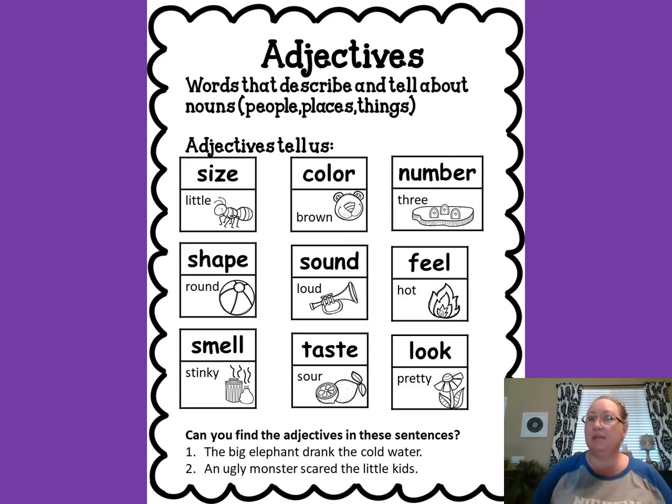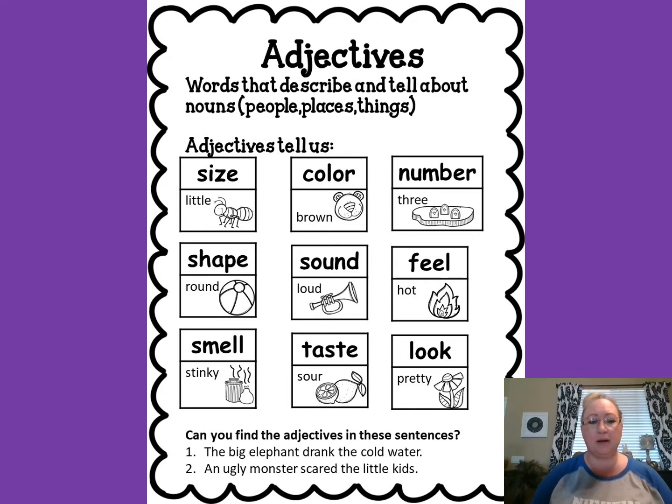Adjectives can tell us what something tastes like. So we have a lemon here, and the lemons are very sour. And adjectives can tell us what something looks like, and the flower is pretty.